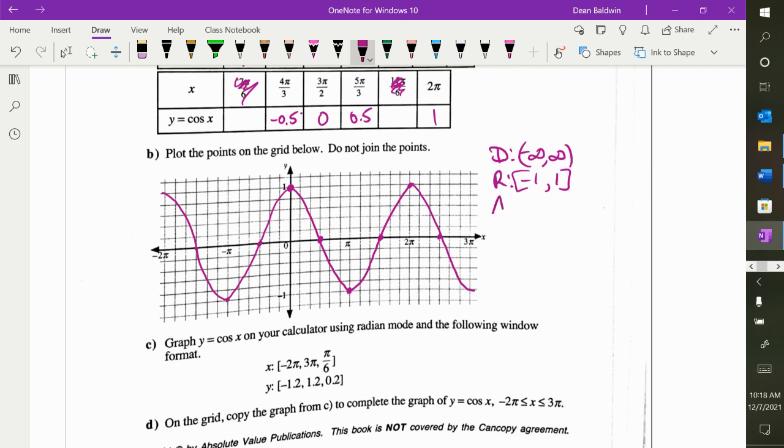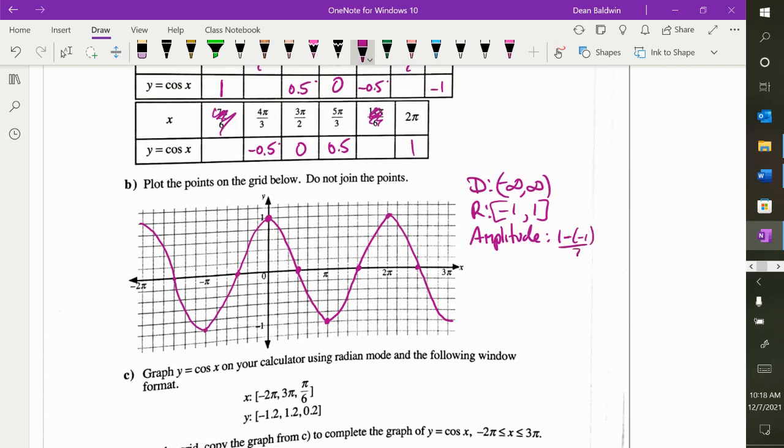The amplitude is max minus min over 2, so 1 minus negative 1 over 2. It just gives you 1. The period, how often does it repeat itself? 2 pi or 360. What else did I ask in the other one? I don't even remember. Oh, what's the y-intercept? Y-intercept is 1.